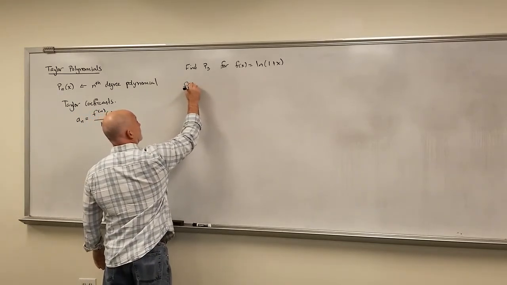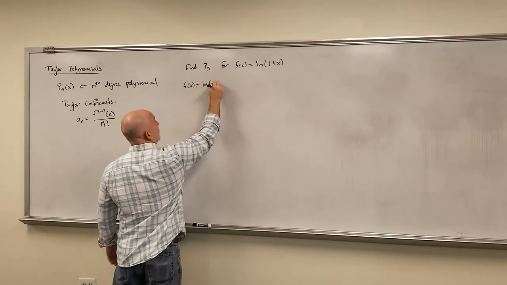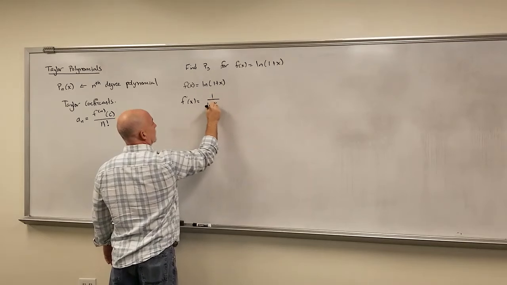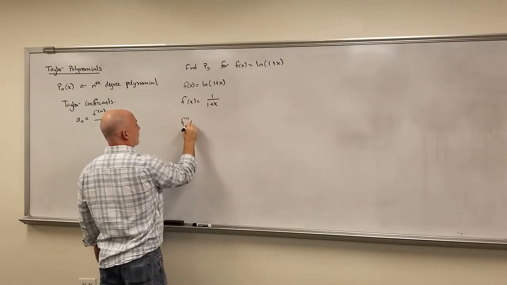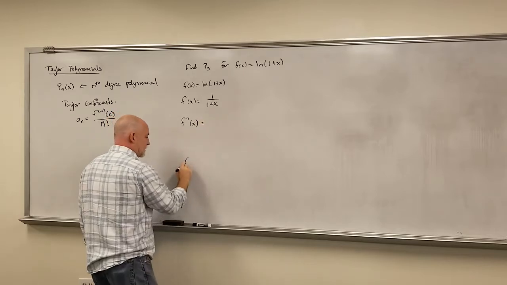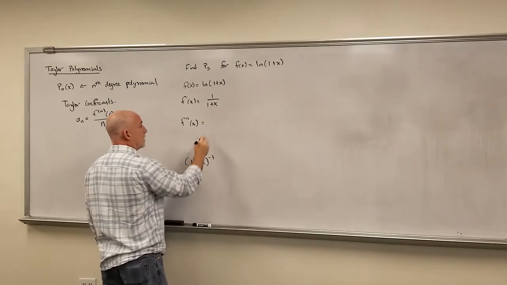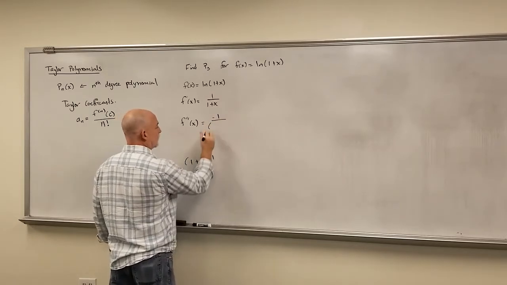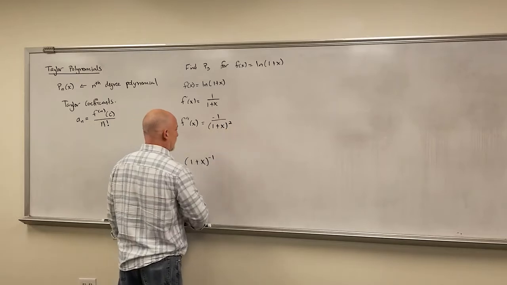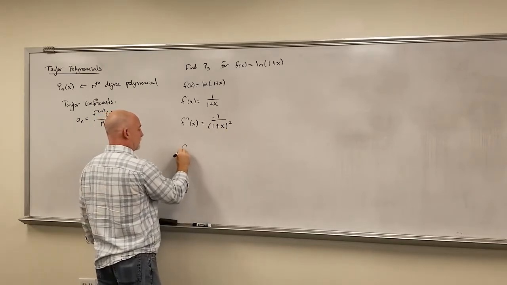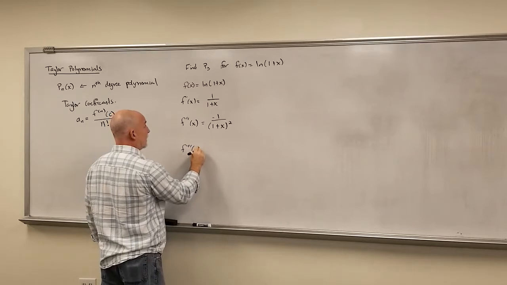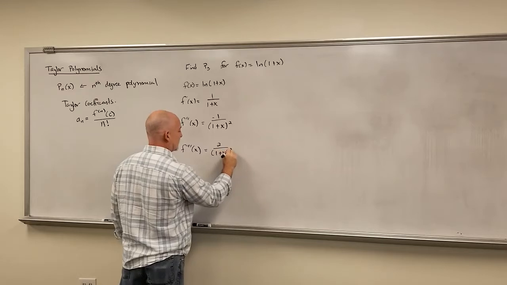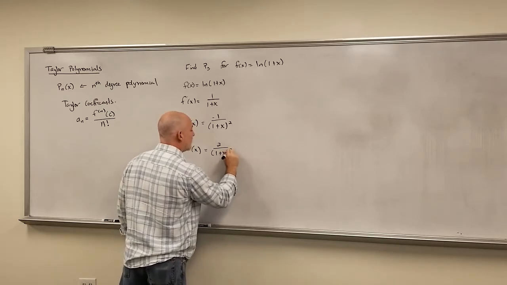So if f of x is natural log of 1 plus x, f prime of x would be 1 over 1 plus x times 1. F double prime of x, remember you could write this as 1 plus x to the negative 1. That'd be negative 1 over 1 plus x squared. Same idea as we go with the next derivative. The third derivative at x is going to be 2 over 1 plus x to the third.